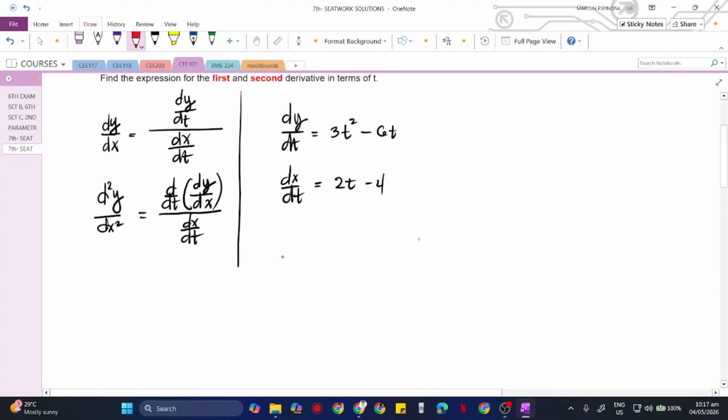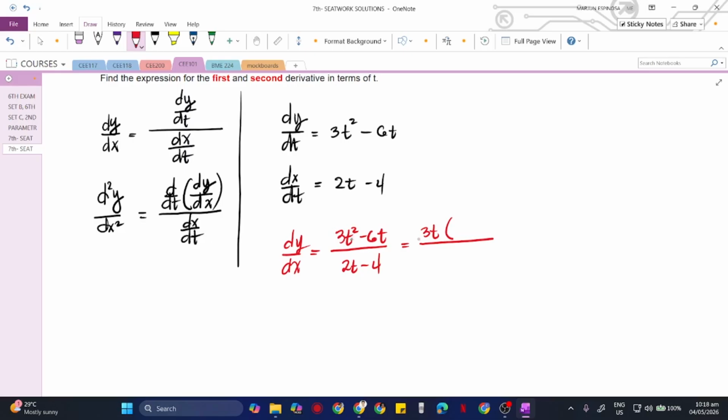We now have our data. So we have dy over dx, which is equivalent to 3t squared minus 6t all over 2t minus 4. That is our first derivative, but we can still further simplify this one. By factoring out in the numerator, t is common to both terms. Also, 3 is common, so we can factor out 3t.